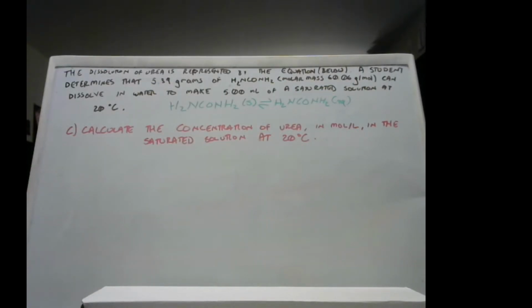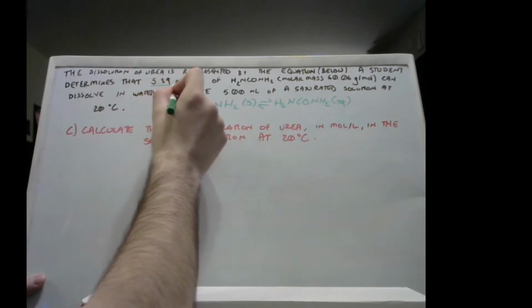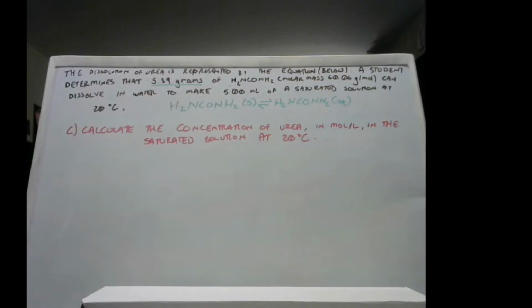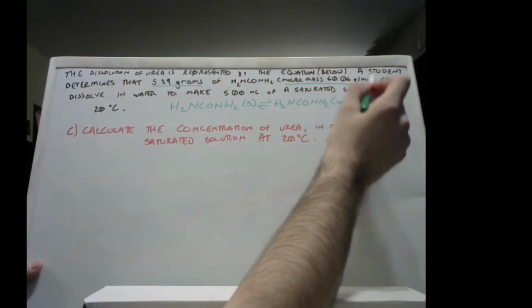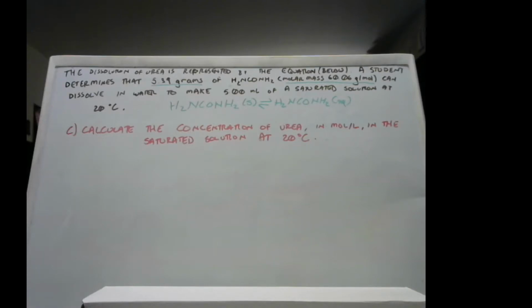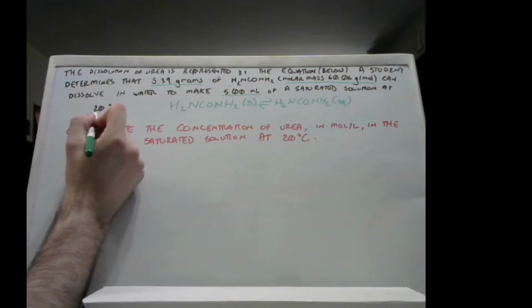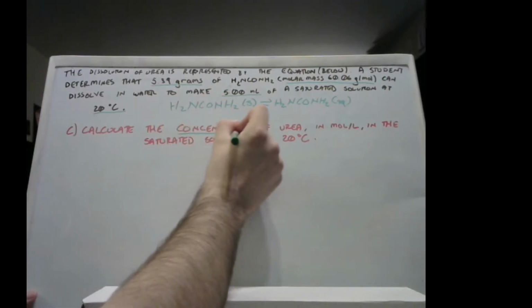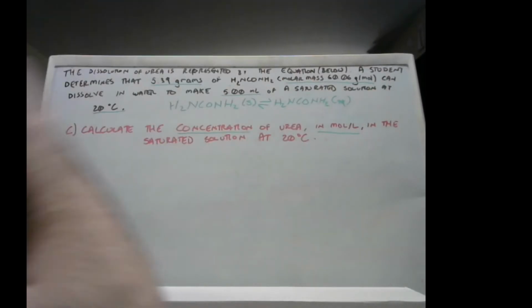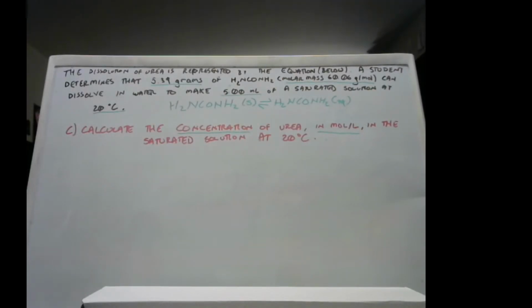Okay. A student determines that 5.39 grams, underline it, it's probably going to be important soon, of H2NCONH2, or urea, with a molar mass, probably important, of 60.06 grams per mole, can dissolve in water to make 5 milliliters of a saturated solution at 20 degrees Celsius. Okay? Calculate the concentration of urea in moles per liter in the saturated solution at 20 degrees Celsius. Awesome.